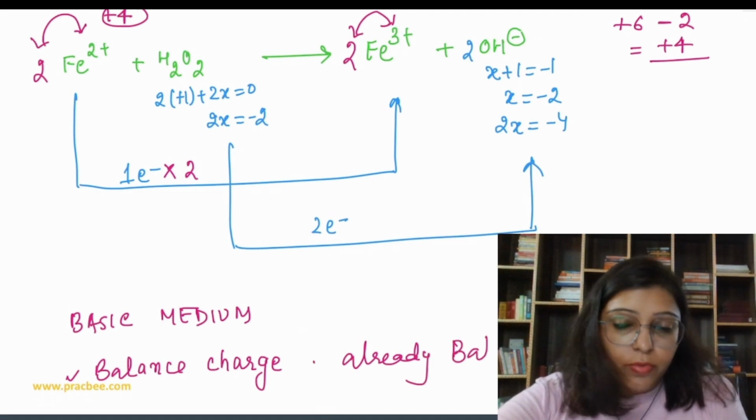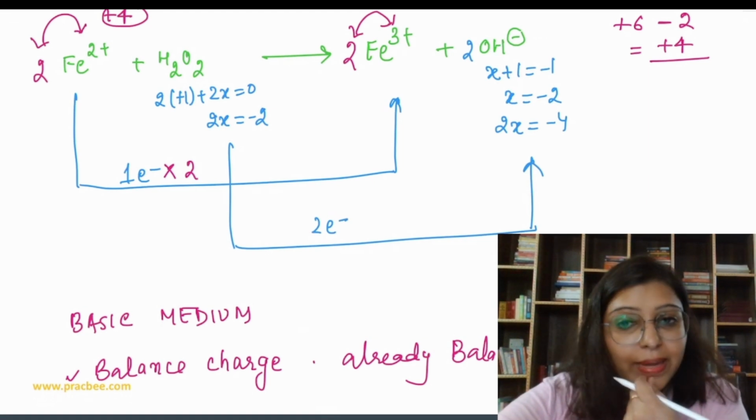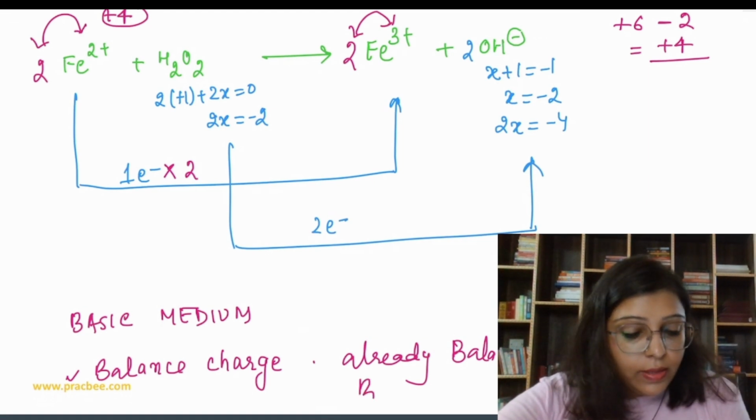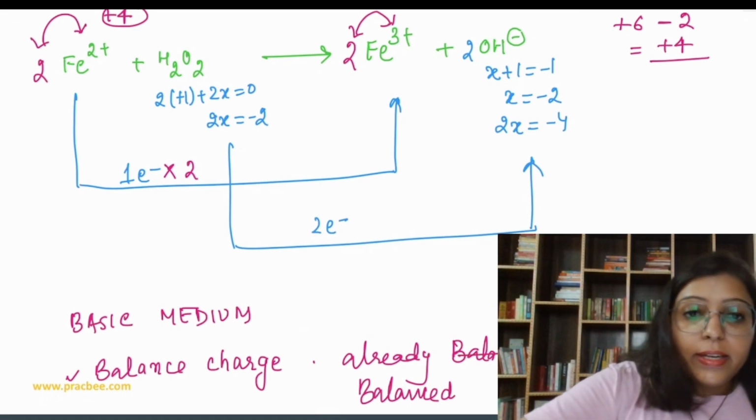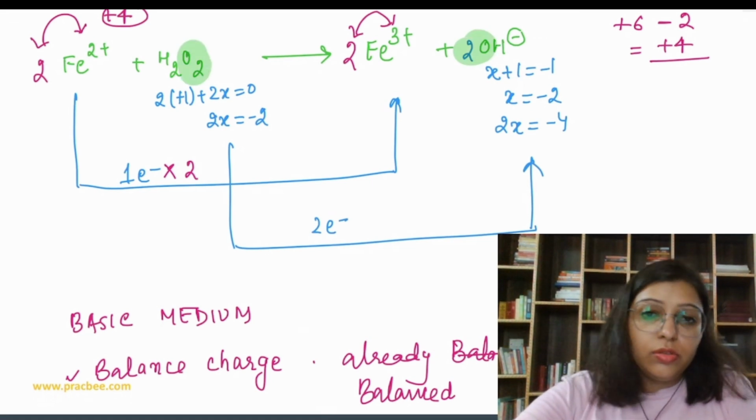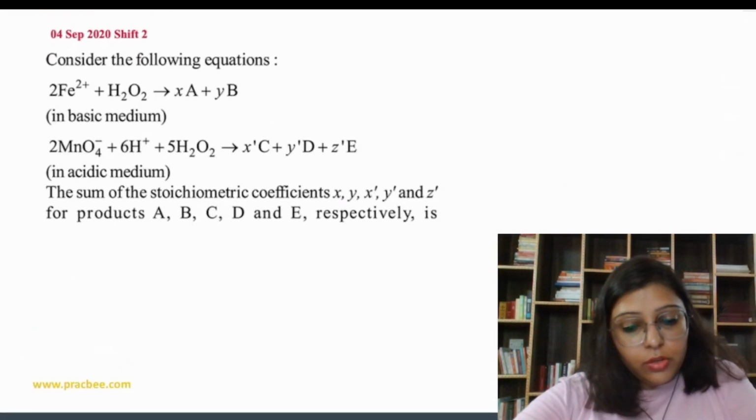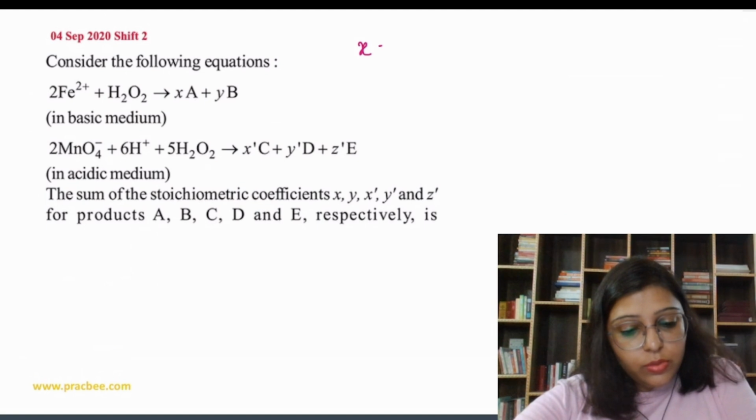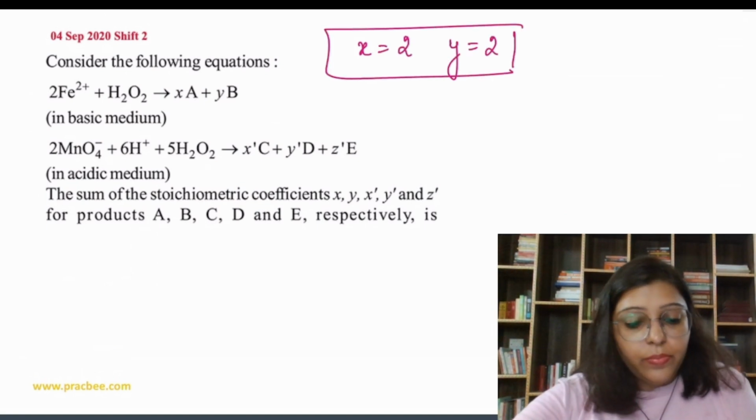Now we have to check for oxygen. So let's check for oxygen. So here we have 2 oxygen and here also we have 2 oxygen. It means oxygen is also balanced. So this is the balanced chemical equation. So from here the value of x is equal to 2 and the value of y is equal to 2. Okay, now let's do the next question.